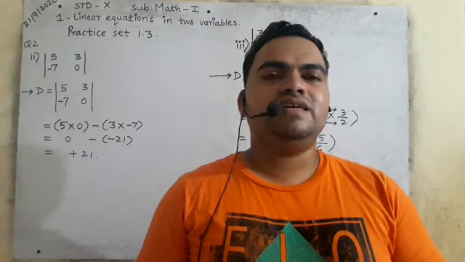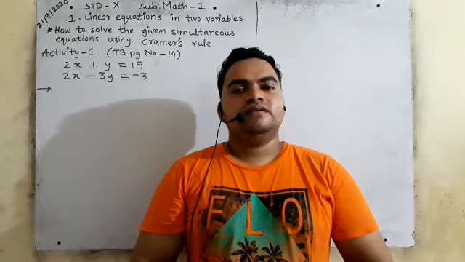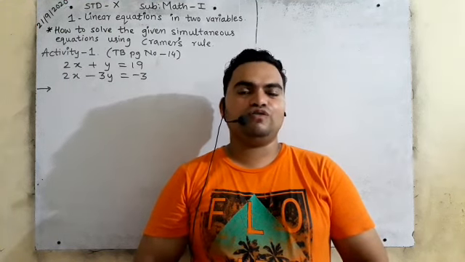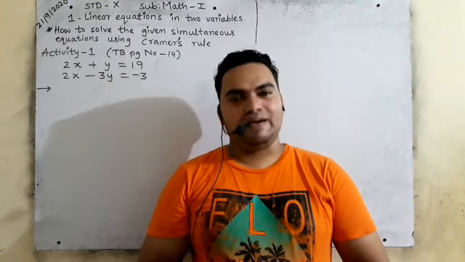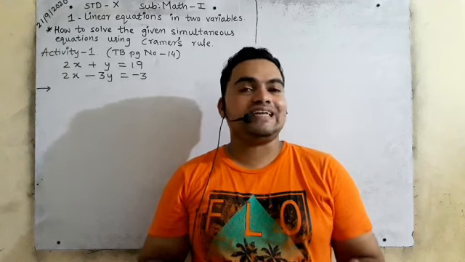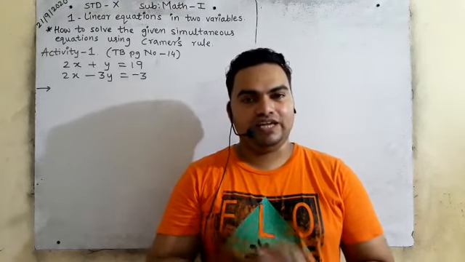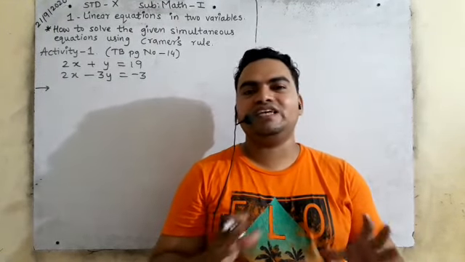Now next we will see the next question about Cramer's rule. So my dear students, now after solving question number 2, we will see how to solve question number 3, that is, solve the following simultaneous equations by using Cramer's rule. Before solving, I have to explain what Cramer's rule is by solving an activity on textbook page number 14. Please look at the board.